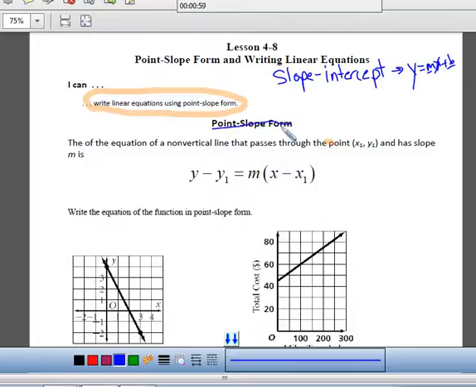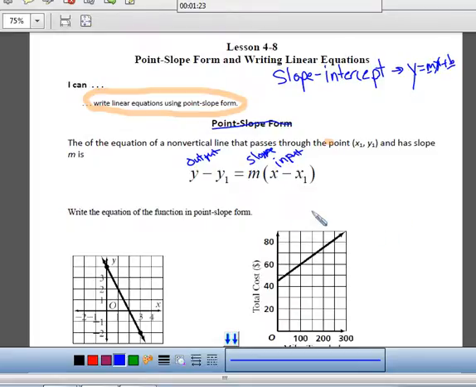For point slope form, we have y minus y1, so the output minus a y value, equals the slope m times the input minus an x value. So we need a point. The equation of a non-vertical line that passes through the point x1, y1 and has a slope m is y minus y1 equals m times x minus x1.